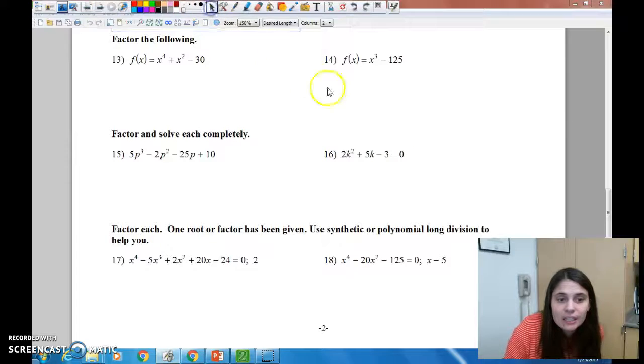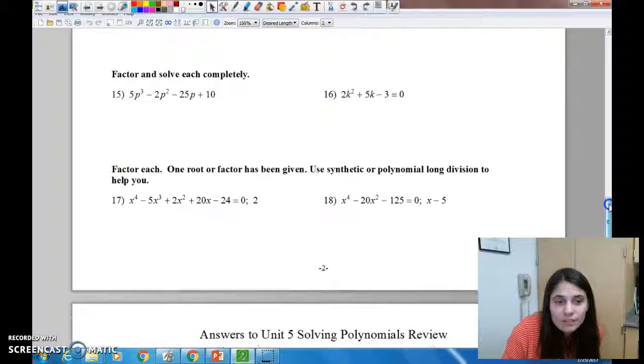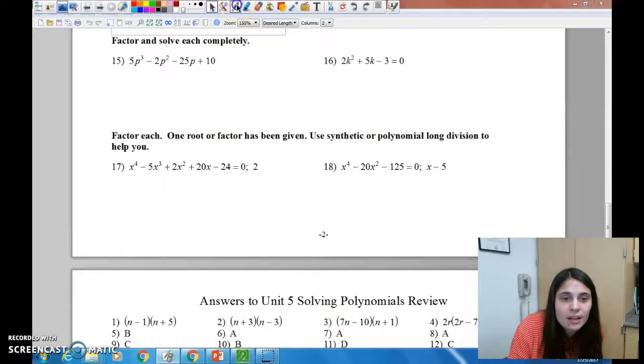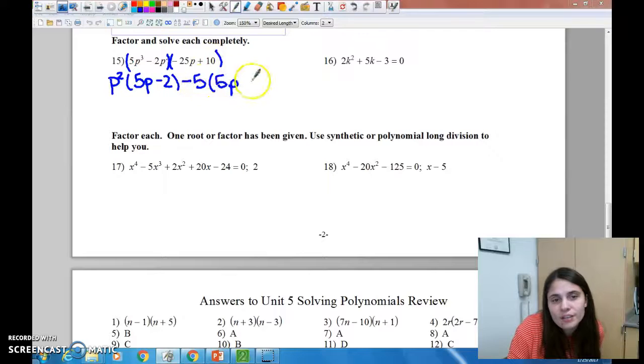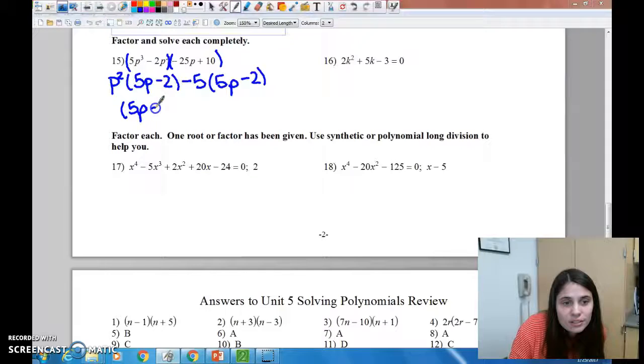Number 15 has 4 terms, so to factor and solve this, I'm going to factor and solve by grouping. So I'm going to group this side and group this side. Over here, I can factor out a p squared, and I'm left with 5p minus 2. Over here, again, I don't want this negative here, so I'm going to factor out something negative, and the greatest common factor between 25 and 10 is 5. So then I'm left with 5p, 10 divided by negative 5 is a minus 2. So my parentheses match, so I have 5p minus 2 times p squared minus 5.